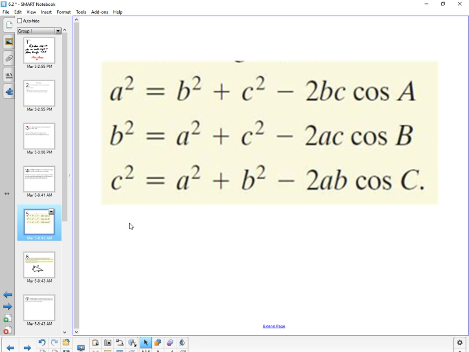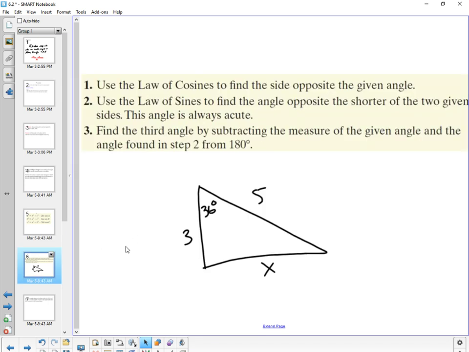The law of sines is little a over sine A equals little b over sine B. Yeah, the easy one. I would rather use that than the law of cosines. Now if you want to do more work, more power to you. You're welcome to use law of cosines all you want.